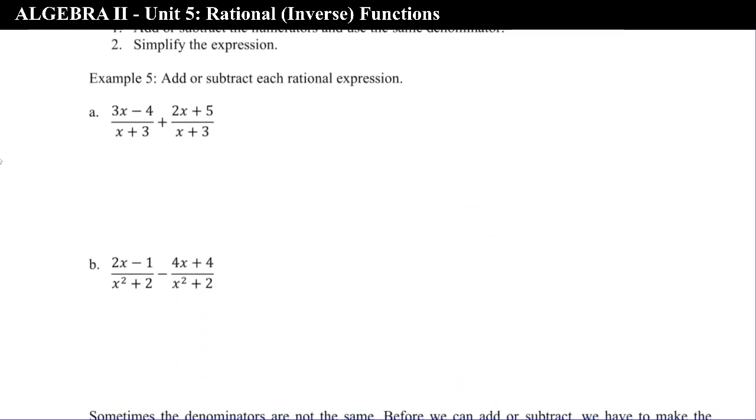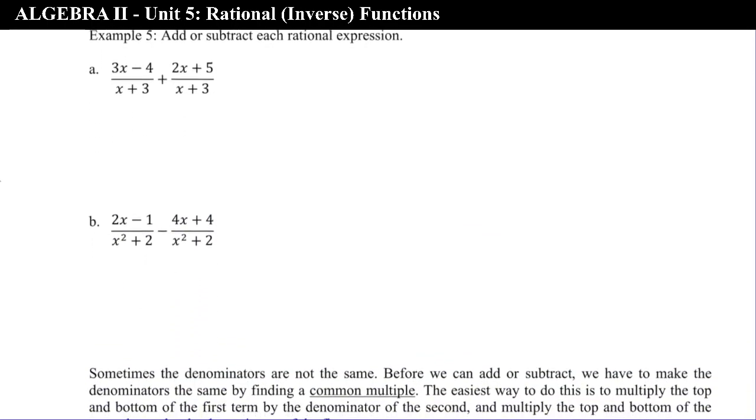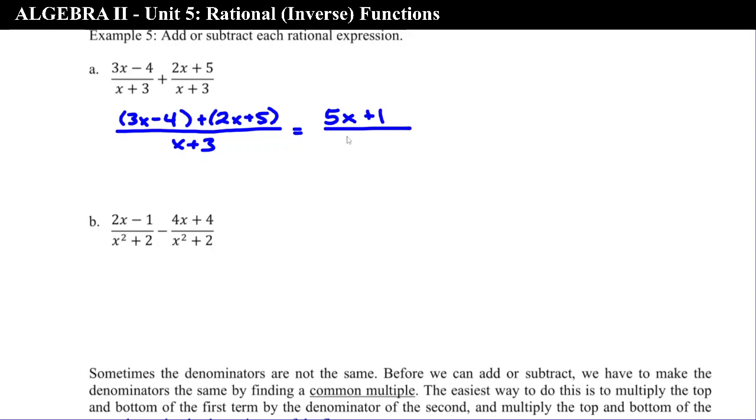So let's do a couple of examples of these. For A here, we have the same denominator, so all you've got to do is take your 3x minus 4 and add your 2x plus 5, and all of that's going to go over your common denominator, which is x plus 3. So 3x plus 2x gives you 5x. Negative 4 plus 5 gives you plus 1. And then in the bottom we've got x plus 3, and that's it.